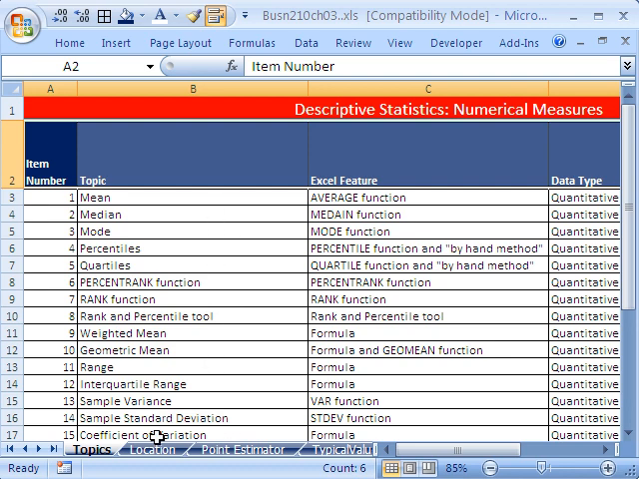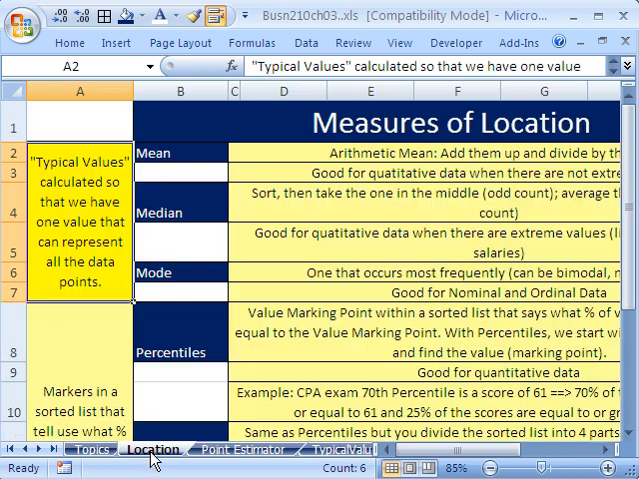Here's the whole list, different than last chapter. Last chapter, I had the sheet tabs numbered in accordance with this. But in this chapter, I have so many different tabs that are talking about the same topics that I don't have the tabs numbered that way. Let's go over to location.